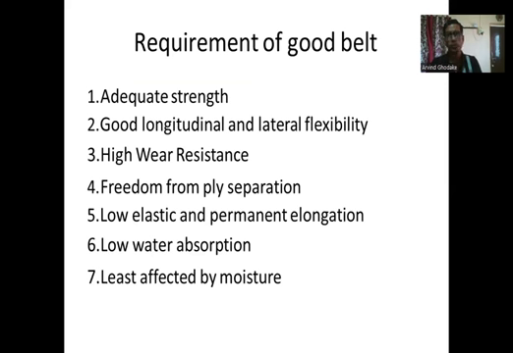Then the requirements of good belts: adequate strength, good longitudinal and lateral flexibility, high wear resistance, freedom from ply separation, low elastic and permanent elongation, low water absorption, and least affected by moisture. So these are the requirements of a good belt or belt conveyor.